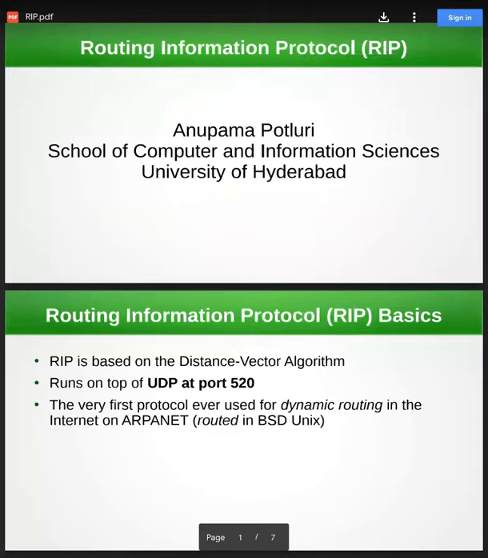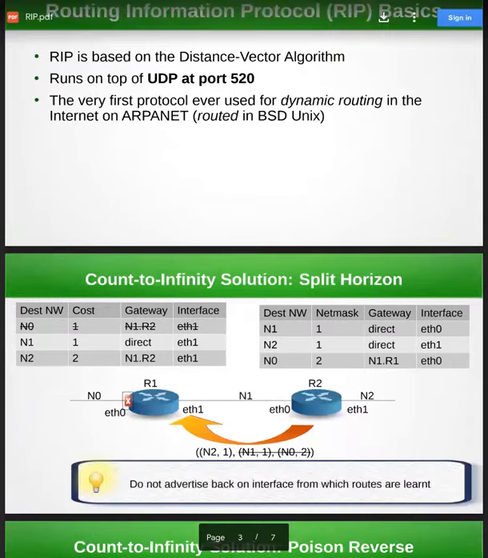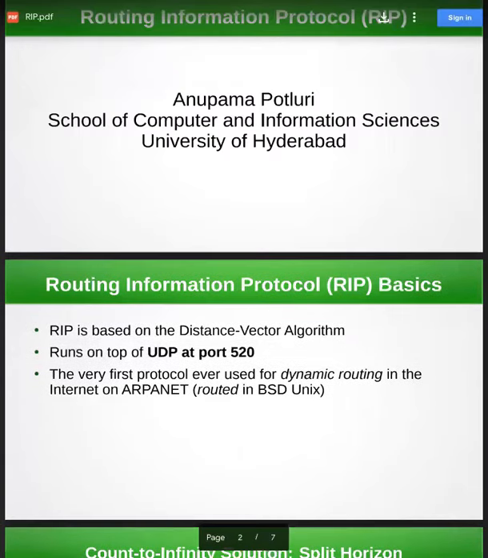Okay, so routing information protocol is based on the distance vector algorithm. It runs on top of UDP at port 520. I didn't cover the transport layer protocol, but you are familiar with the concept of ports. UDP is a very simple protocol. Port 520 on UDP is used by RIP, and the software which implements RIP used to be called routed in BSD Unix. Okay, these are the solutions that are coming up.